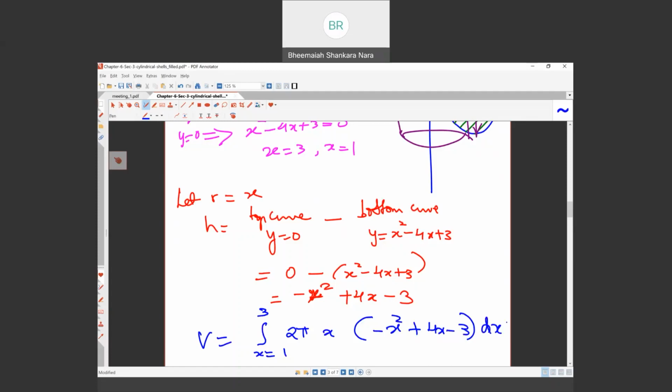So we have set up the integral for the volume of the solid, which is obtained by rotating the region between the given parabolic curve and the x-axis.